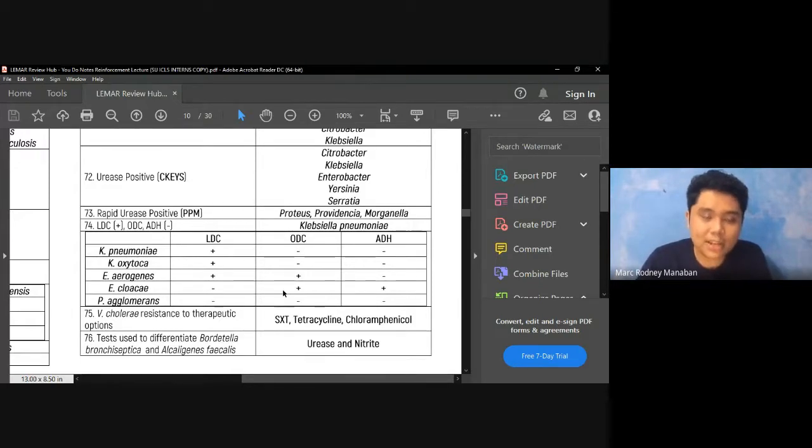Number 76, what are the tests that we can use to differentiate Bordetella bronchiseptica from Alcaligenes faecalis? You have urease and nitrate. In the boards, the choice with urease is the answer. Bordetella is urease positive, Alcaligenes is urease negative.